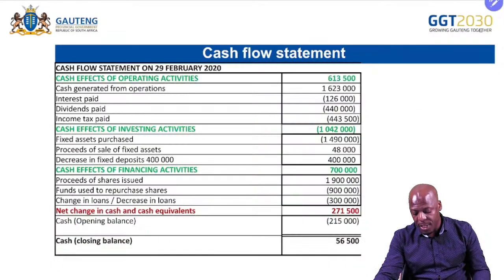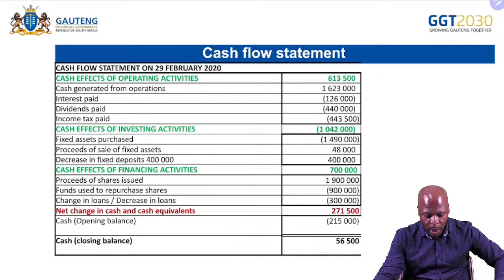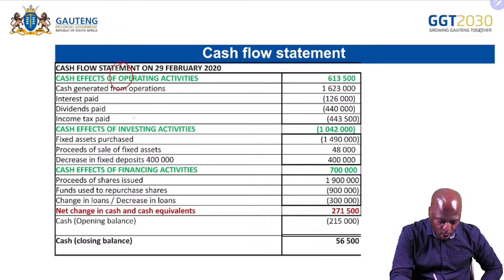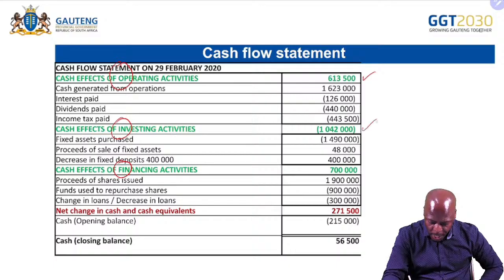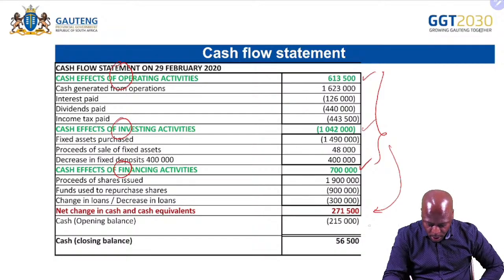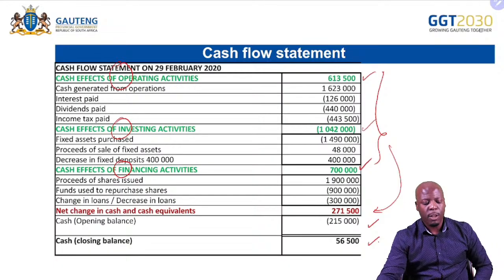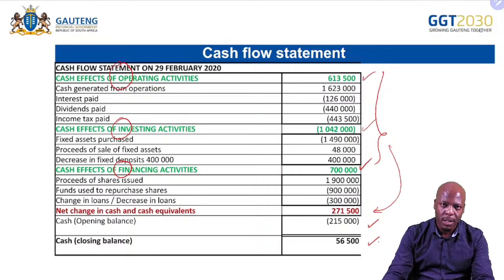Now, I want us to see how it will then appear when it is a full cash flow statement. Remember again, your O, your I, your F. We add that, and it gives us our 271,500. And then I showed you how to get the 215, and then you end up with your 56,500. When you've done this, your cash flow statement is complete.